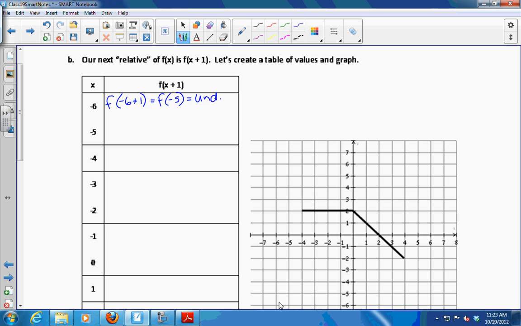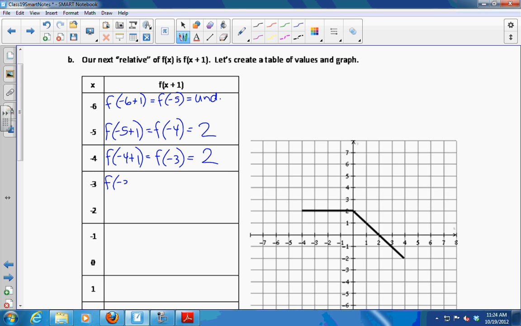Okay, now if I try to plug in a -5, I get f of -5 plus 1, which is f of what? -4. And f of -4 is 2. We get that from the graph. When x is -4, on the graph, the y coordinate is 2. Okay, so now I'm going to go through and do this for the rest of the table. So this is going to be f of -4 plus 1, which is f of -3. And what's f of -3? 2.